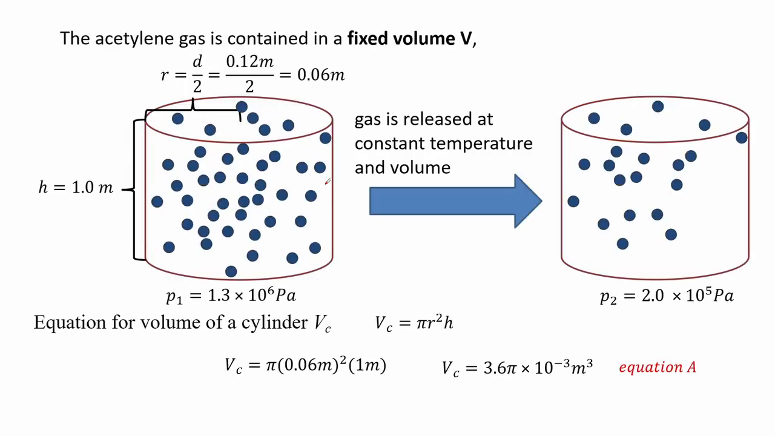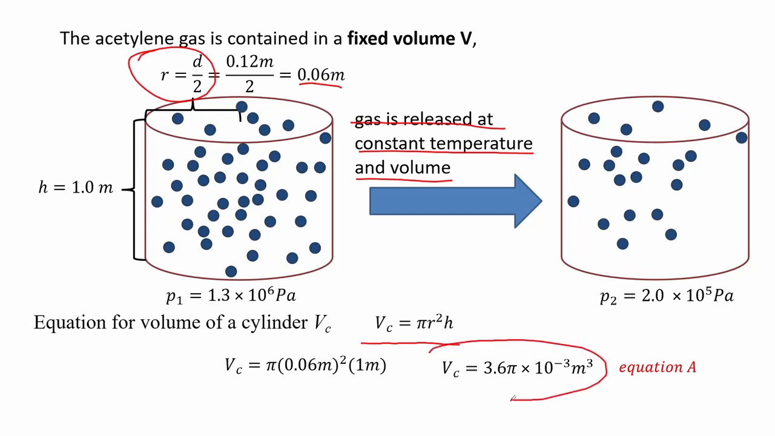First we calculate the volume of the container, which is a cylinder. We divide the diameter from the given by 2 to obtain the radius. The volume of the cylinder remains constant after the acetylene gas has been used. Note that the volume of the cylinder is given as pi times the square of the radius times height. Substituting the values from the given and calculated, we have the volume of the cylinder around 3.6π × 10^-3 meter cubed. It is shown in equation A. Note that the gas has been released at constant temperature and constant volume.